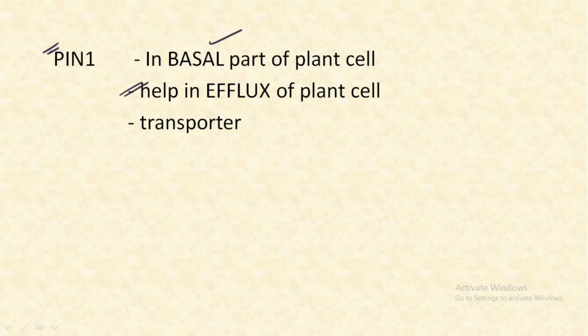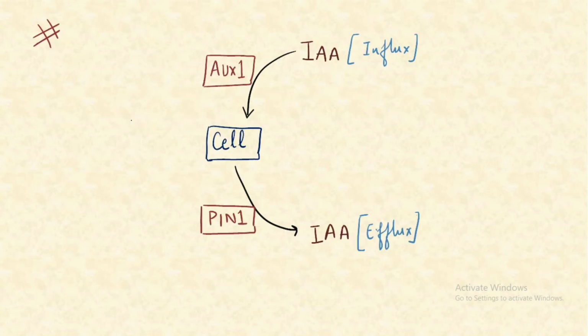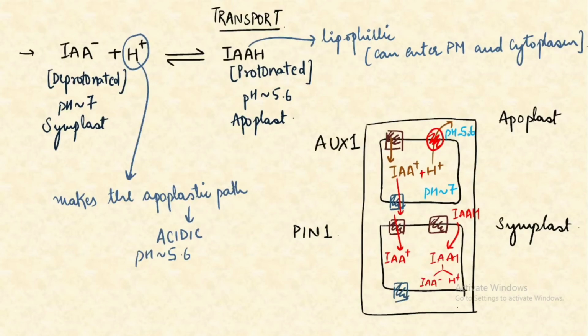It helps in the efflux, and it is also a type of transporter. So as you can see, we have the IAA, that is indole 3-acetic acid, getting influx, or getting entry into the cell by the help of AUX1, and from the cell in the basal area we have the PIN1 transporter, which helps in the efflux of the auxin from the cell. So this is the complete way in which the transportation occurs.